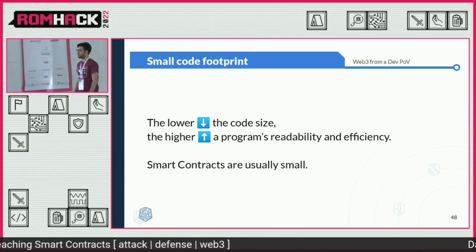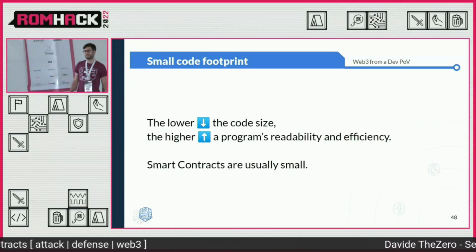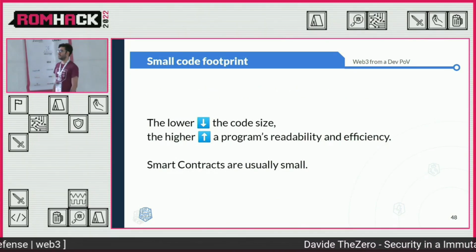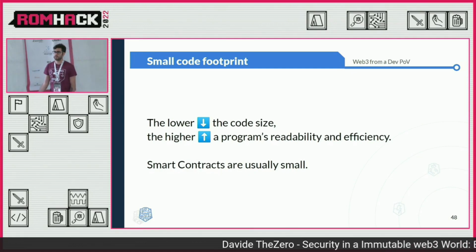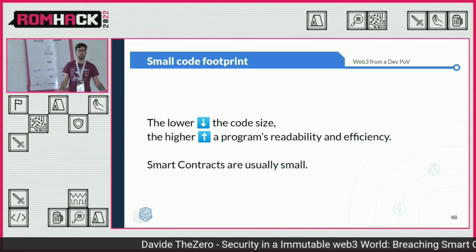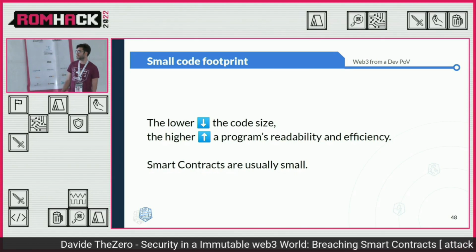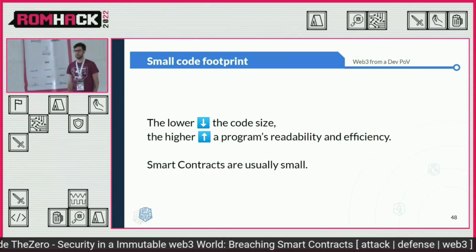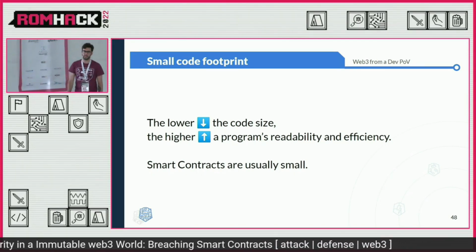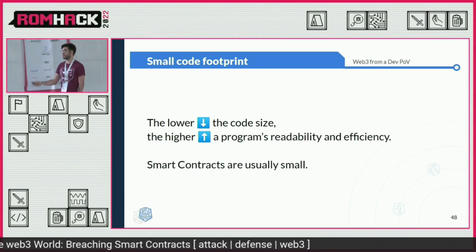And you are lucky because, as we have seen, smart contracts are usually small, so you can read the whole code and spot easy bugs. And so also the efficiency is greater because they are small.